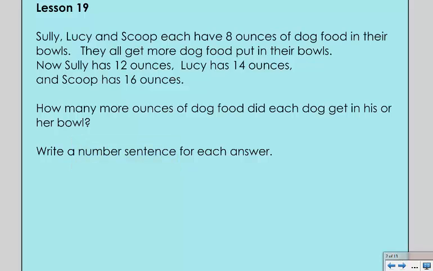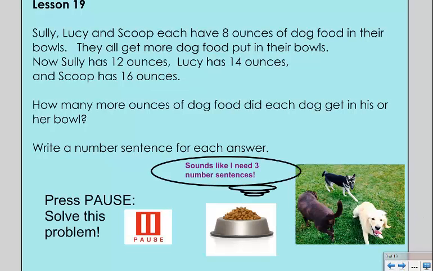So let's see what Scoop thinks about this problem. So there's Scoop, Sully, and Lucy right there, and since there's 3 dogs, I think this is actually 3 different math problems, so I'm going to have to write 3 different number sentences. And since they all start with 8 ounces of dog food, I think each number sentence probably starts with 8. So, please try this question, and ask your teacher to please press pause.